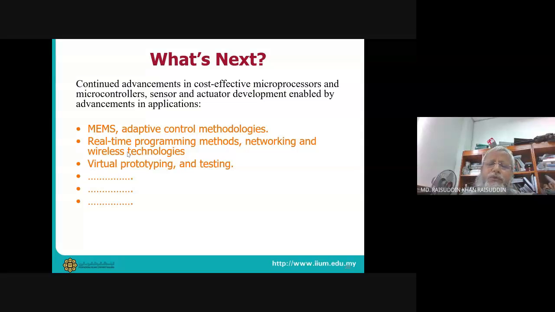And inside your phone there is a sensor we call the inertial sensor, which is basically an accelerometer and gyroscope. This is a MEMS device. It's very small. It needs a special technology for its fabrication, and for design you need special software. Real-time programming methods, networking and wireless technologies, virtual prototyping and testing, and so on. So where it is going to lead to, we don't know.